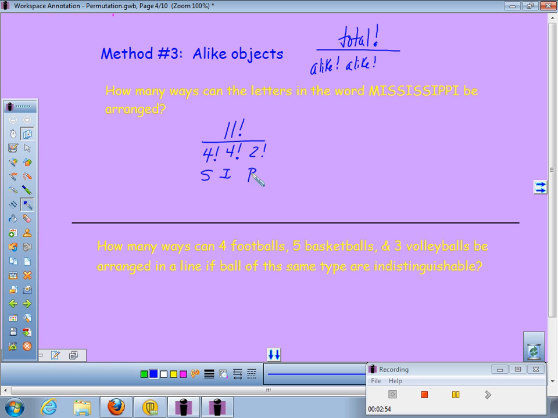Well, it doesn't spell sip. Now, how are you going to punch that in your calculator? You're going to use your fraction key: 11 factorial over 4 factorial, 4 factorial. Okay, guys, what is 2 factorial? 2. 2 times 1? Okay, it's 2.